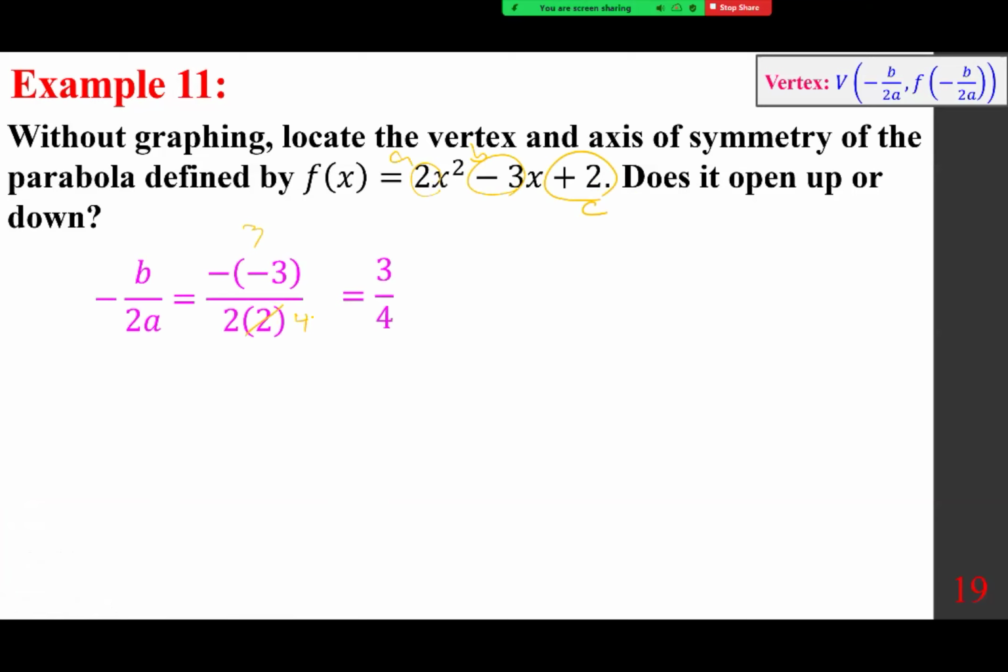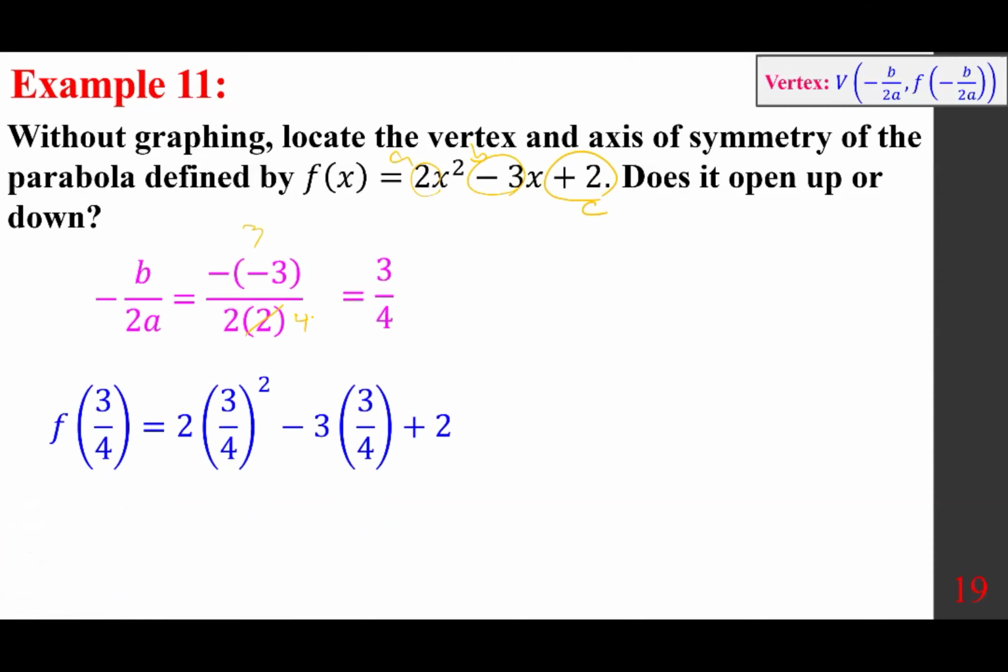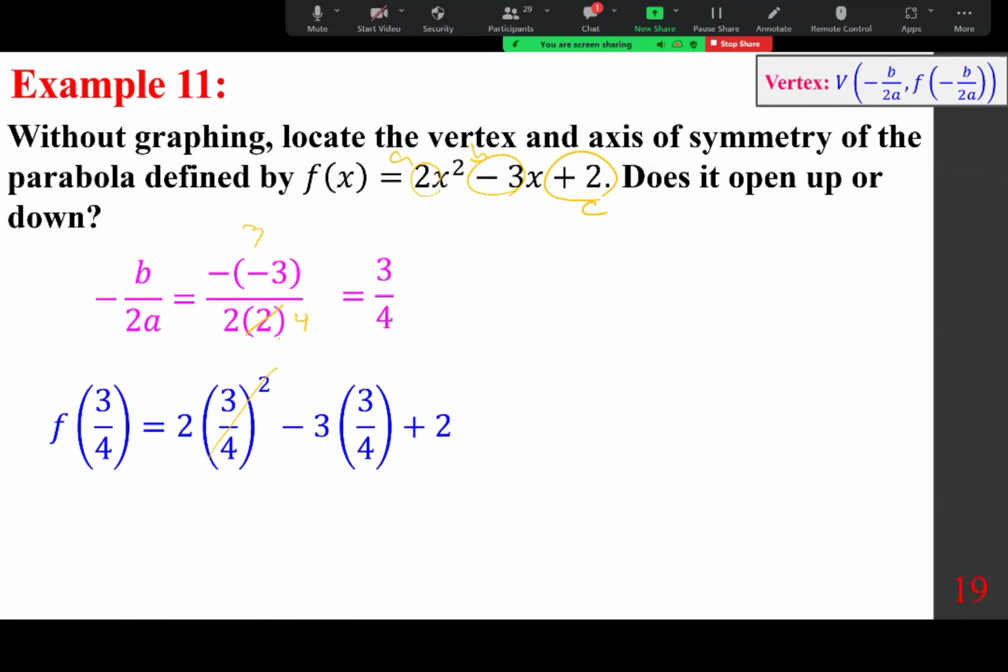We plug it into f of x. And we evaluate it. This is 9 over 16 times a 2 becomes 9 over 8 minus 9 over 4 plus 2.